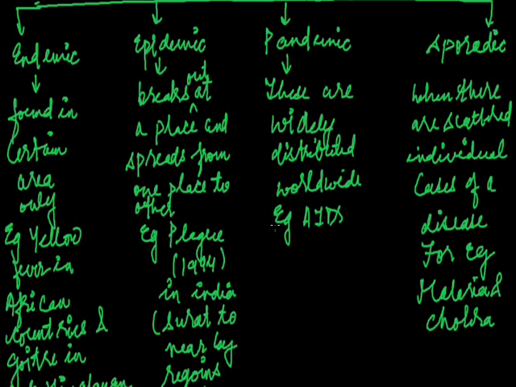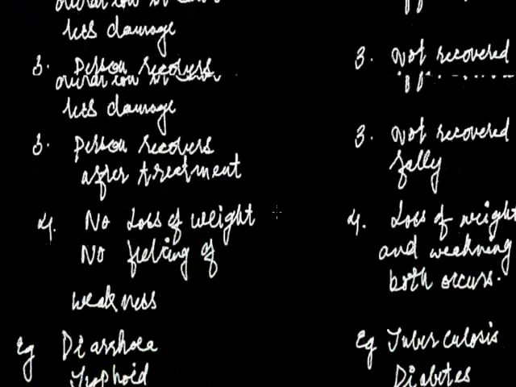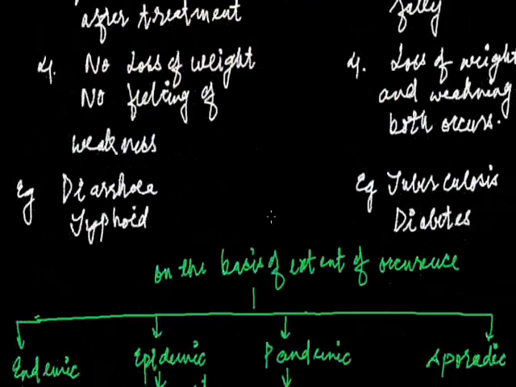So today we have categorized disease on the basis of their duration, and second on the basis of the extent of occurrence. In the next class we would be classifying disease on the basis of their communicability and causative agent.